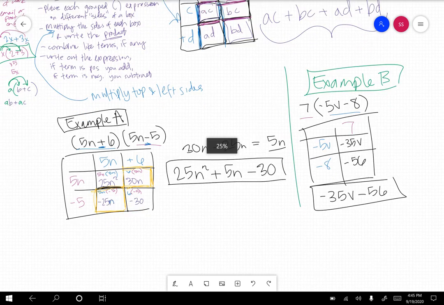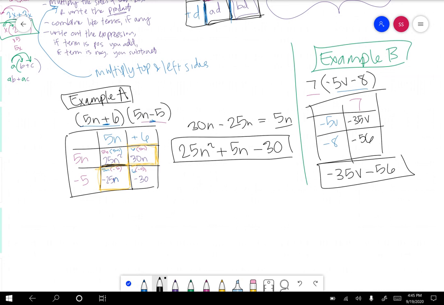Okay, so hopefully that made sense. If it didn't, let me know and I'll walk you through more examples. But what I want you to try now, try this one by yourself. Try this at home. So you're going to do 6v multiplied by 2v plus 3. Okay, so pause the video, do that, and then unpause it, and we'll see where you're at.